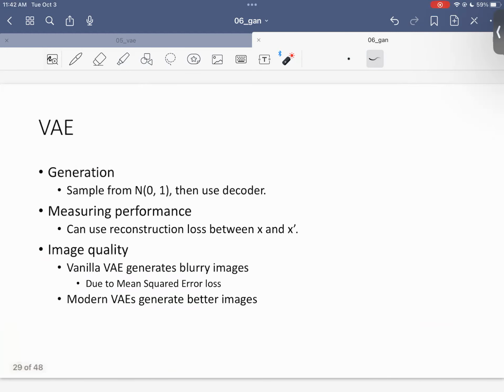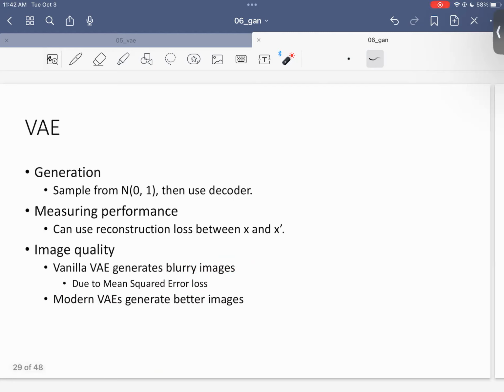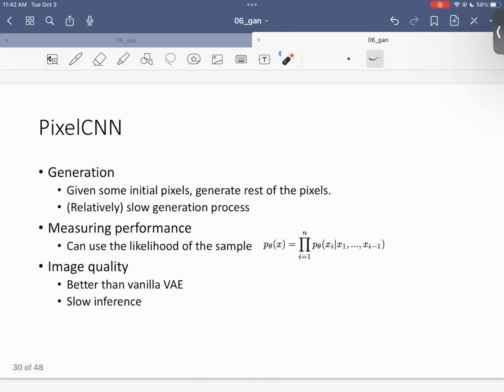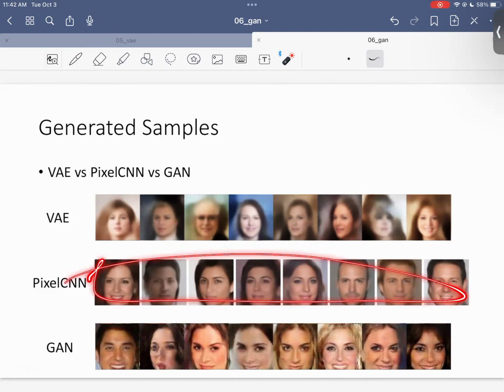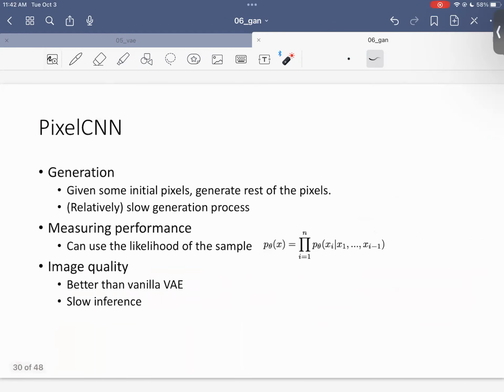So VAE image quality is very blurry due to the squared error loss, and modern VAEs generate better images. This is old news. As I said, diffusion can be seen as a sequence of VAEs, so you better use diffusion if you want the image quality. PixelCNN gives you overall pretty good image quality. It's just that it's slow.